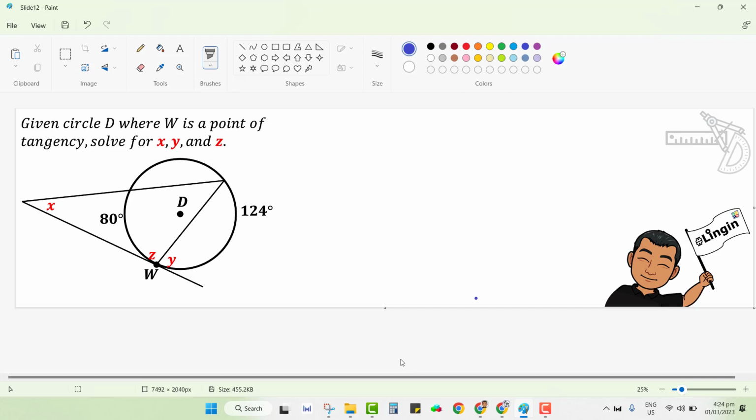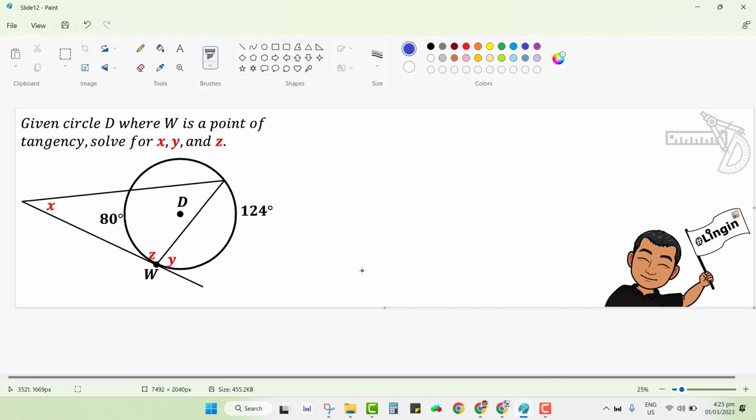Here in this circle D, we are to solve the values for the variables x, y, and z. But it's important to also consider the given situation where W is a point of tangency. That would mean this line here, as it passes through point W, is tangent to circle D.